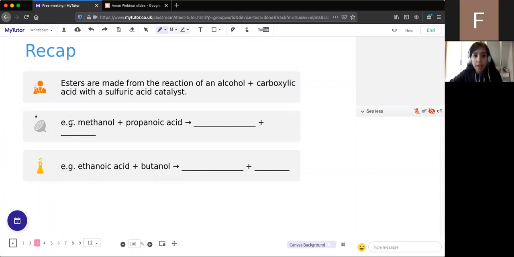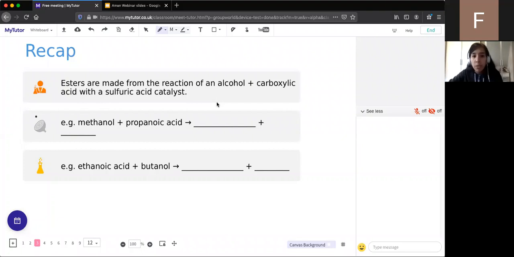So any ideas for this first one? Methanol and propanoic acid. Which ester is produced when methanol reacts with propanoic acid? Excellent. I've had one answer come in so far. You are correct. Well done. So it's one ester. If I give you a clue that an ester sounds like ethyl ethanoate, so that's an example of an ester. So it's going to be something like that, ethyl ethanoate.